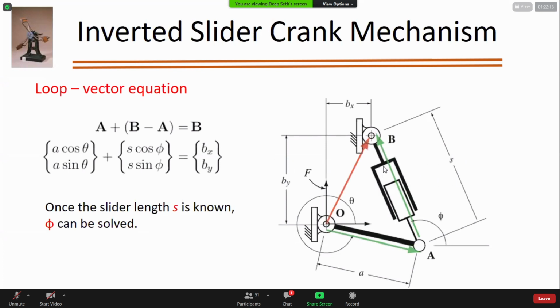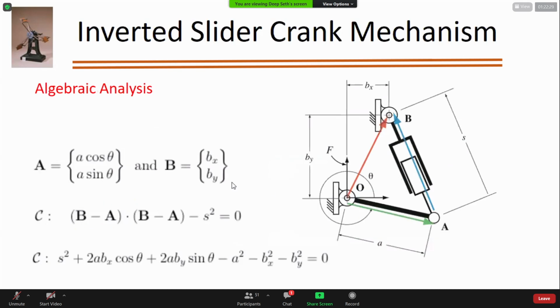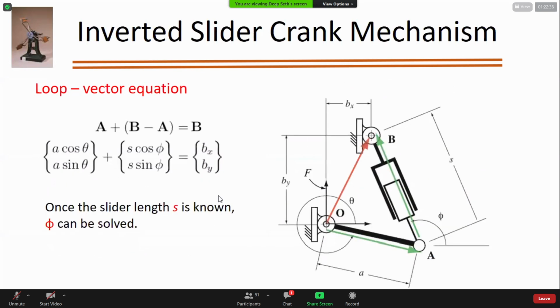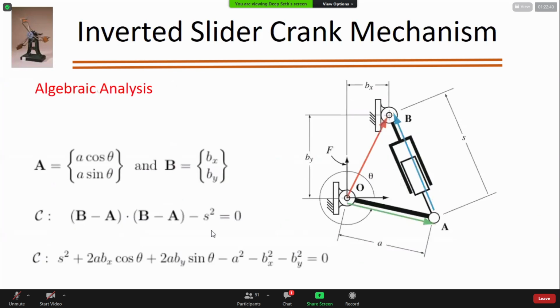But the S length will be changing. Why is it changing? Because it is a piston cylinder arrangement. Whenever you have some rotation, this piston will go either in or out. If it is going in, S will be small. If it is going out, S will be large. So like that, it will change. So we will make a constraint equation, or algebraic analysis, here again. This is how you will get phi from the vector loop.